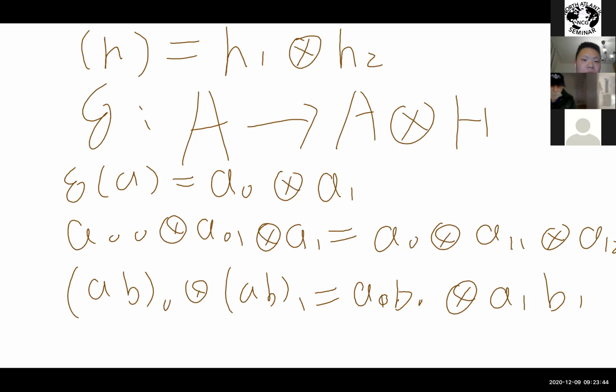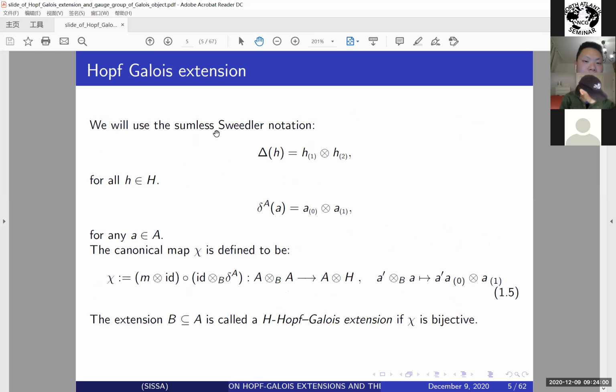Okay, so now it's just the Sweedler notation on the Hopf algebra, and also a co-module algebra. And now let me share my screen back to the slide. So this is just a record of Sweedler notation.